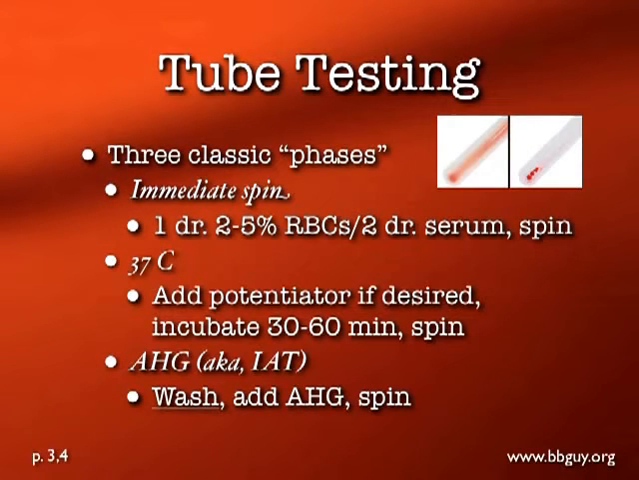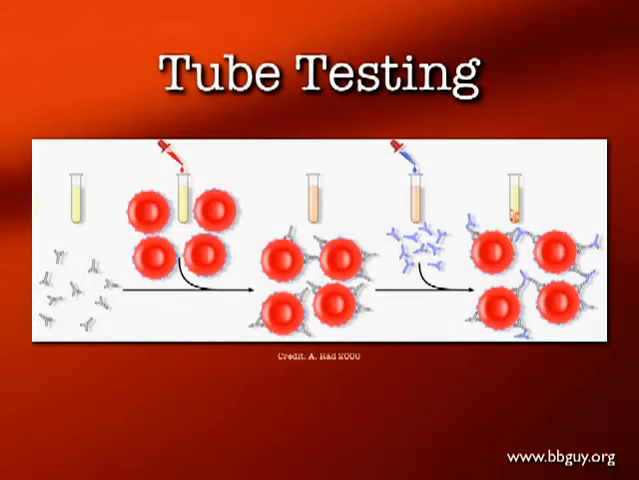Okay, we've talked about tube testing before, so we'll zip through this. You remember we talked before about the 3 phases of tube testing: the immediate spin phase, the 37-degree phase, and the AHG phase. Let's just show you that graphically. Here's basically how it works. When we start from the left of the slide, we have a test tube, or whatever reagent system you're working with. You have a test tube that has antibodies in it or potential antibodies in it. You mix those with red cells.